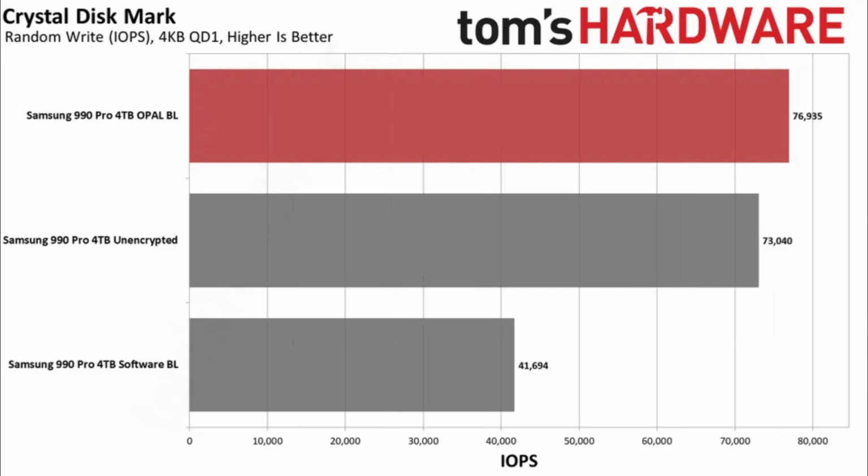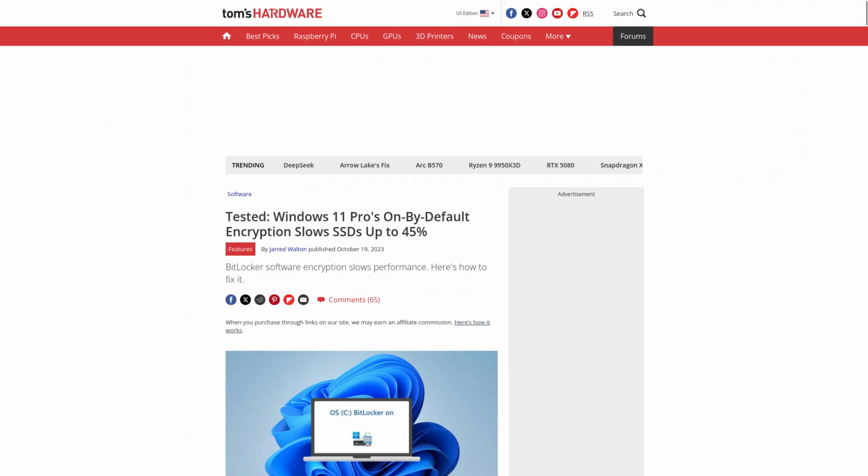Let's look at another chart. This one shows the impact on random writes. This is more representative of what you would be doing on your computer day to day, saving files, using programs, and so on. You can see that the performance hit is pretty bad at around 40%. You will definitely feel this using the computer. You can check out the original article in the description for more details and charts.